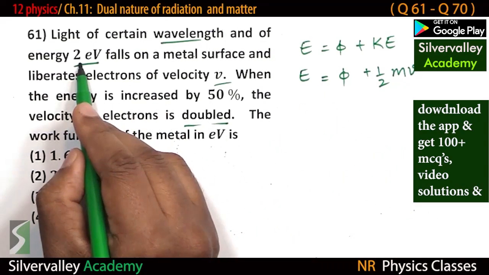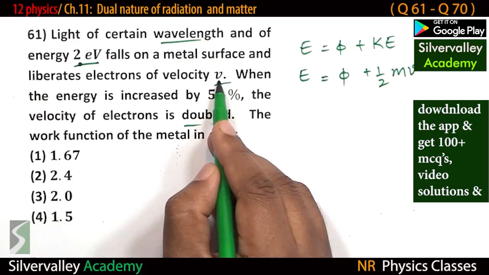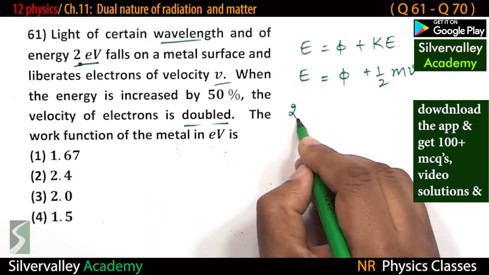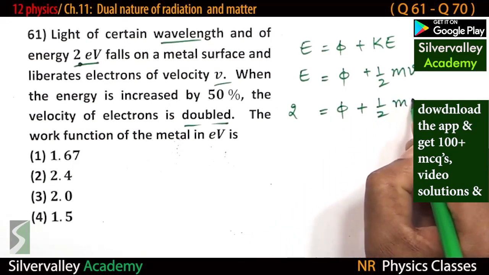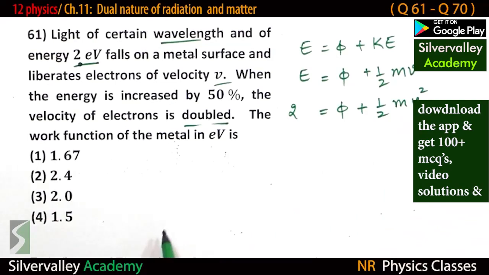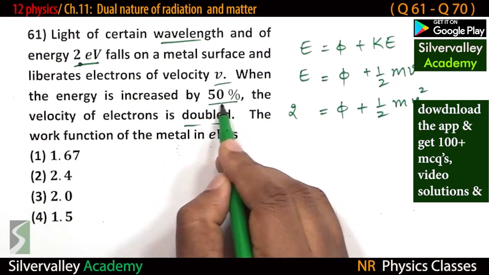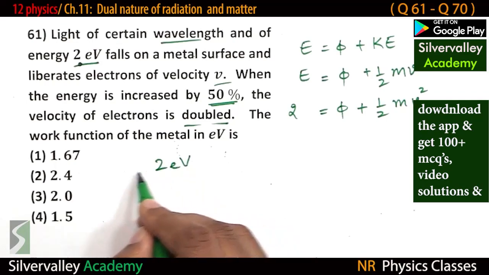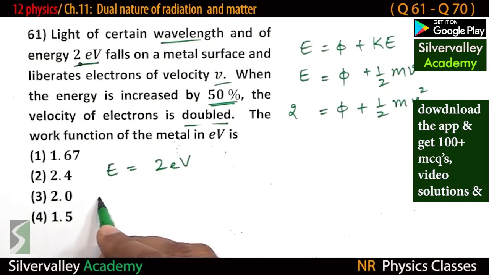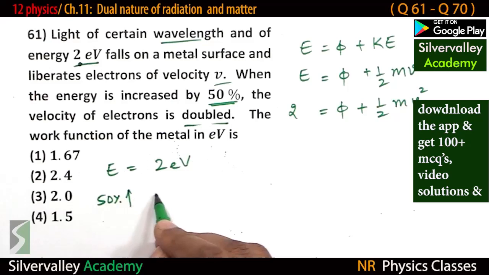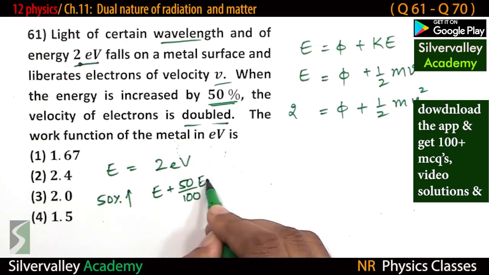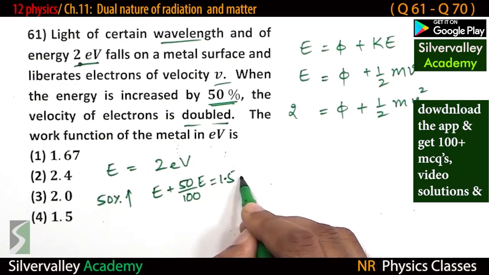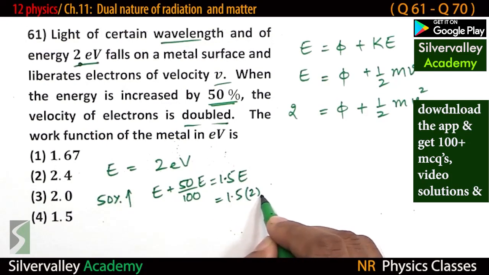With 2 eV, velocity is v, energy is 2 eV. This is work function plus half mv square. When energy is increased by 50%, see, energy is 2 eV. 50% increase means E plus 50% of E, equal to 1.5 E, and E is 2, therefore 1.5 times 2 is 3.